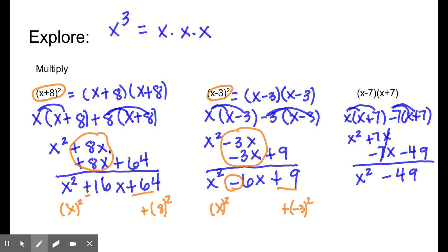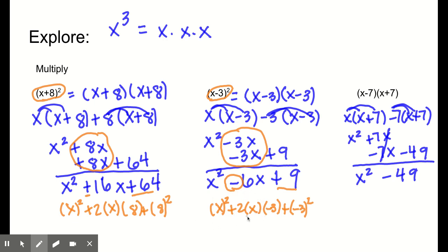Going back to what I said right here, that middle term is 2 times the product of what you have inside of the parentheses. So 2 times x times 8 gave us 16x. Did that happen here? Well, let's look. 2 times x times negative 3 gives us negative 6x.